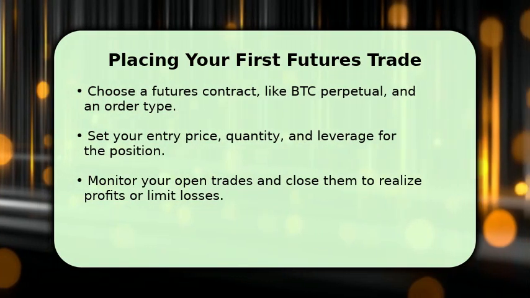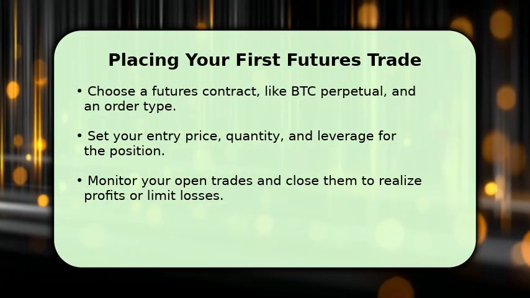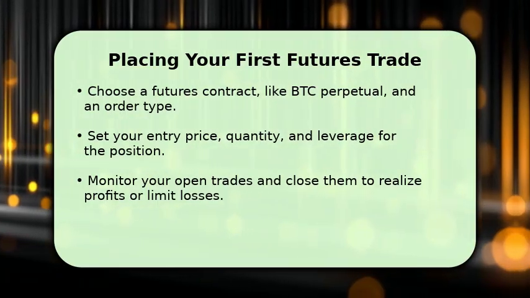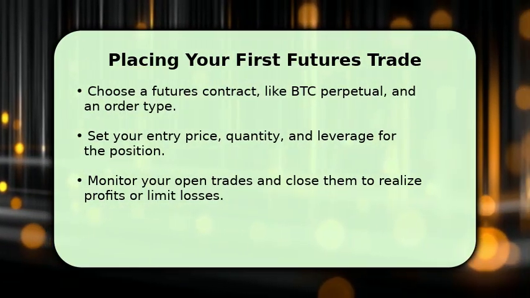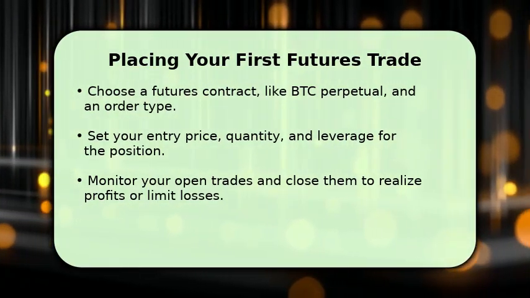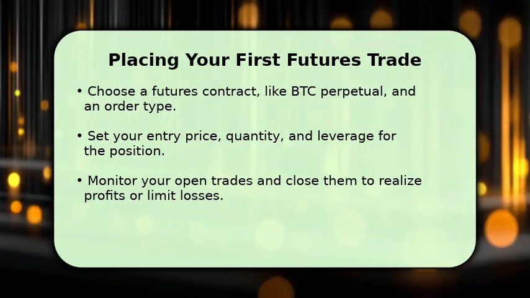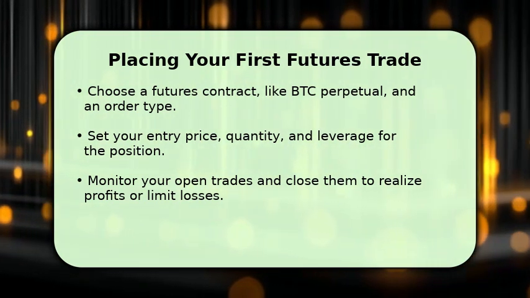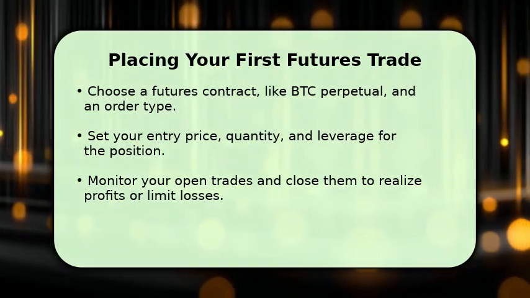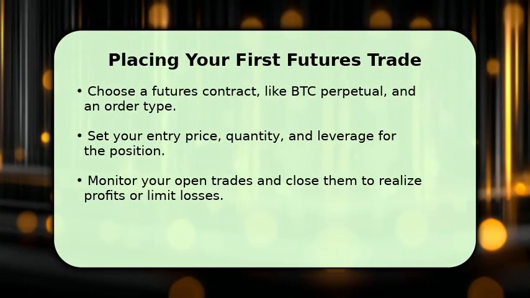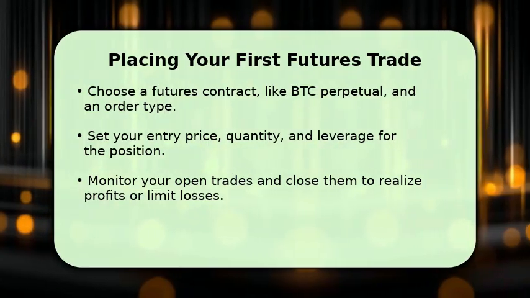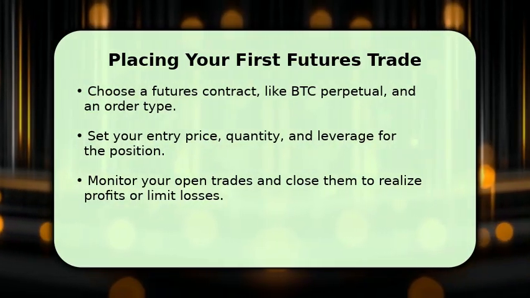Now, let's place a trade. Select a futures contract, such as Bitcoin Perpetual, and decide on your order type like a limit or market order. Input your desired entry price, the quantity of contracts, and confirm your chosen leverage. Once placed, your order will appear in the Open Positions section. Keep a close eye on your trade and close it manually or with a stop loss.